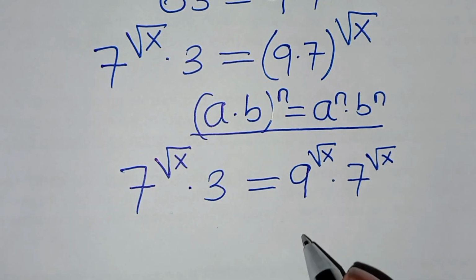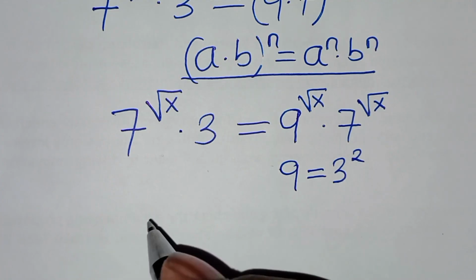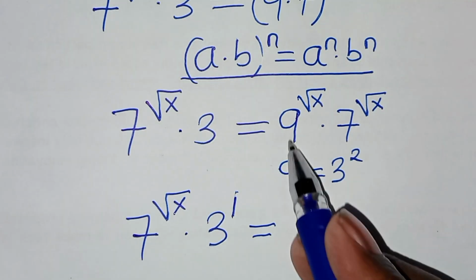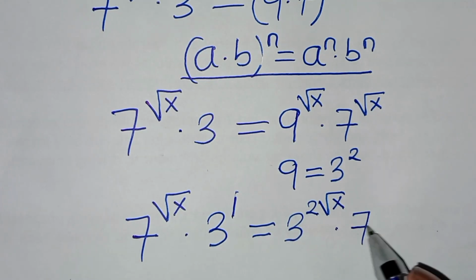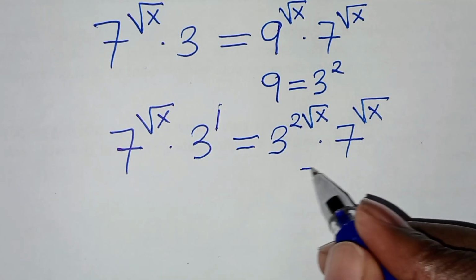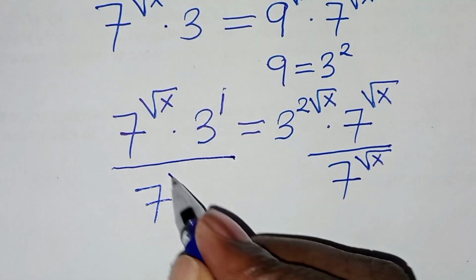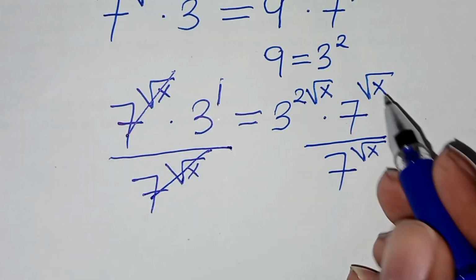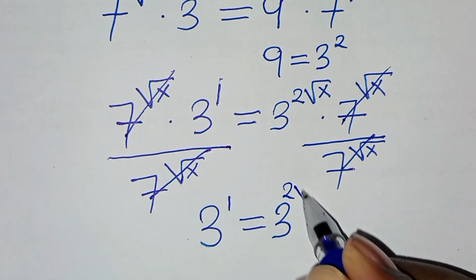So the next step from here, we can express 9 as 3 to the power 2. So this implies that here we have 7 raised to the power square root of x times 3. So this 3 is raised to the power 1, which is equal to 9. 9 is the same thing as 3 to the power 2 times square root of x, then times 7 raised to the power square root of x. The next step is that we can divide both sides by 7 raised to the power square root of x, and also here by 7 raised to the power square root of x. So in this case, 7 raised to the power square root of x simplifies, so that now here we have 3 raised to the power 1. This is equal to 3 raised to the power 2 square root of x.